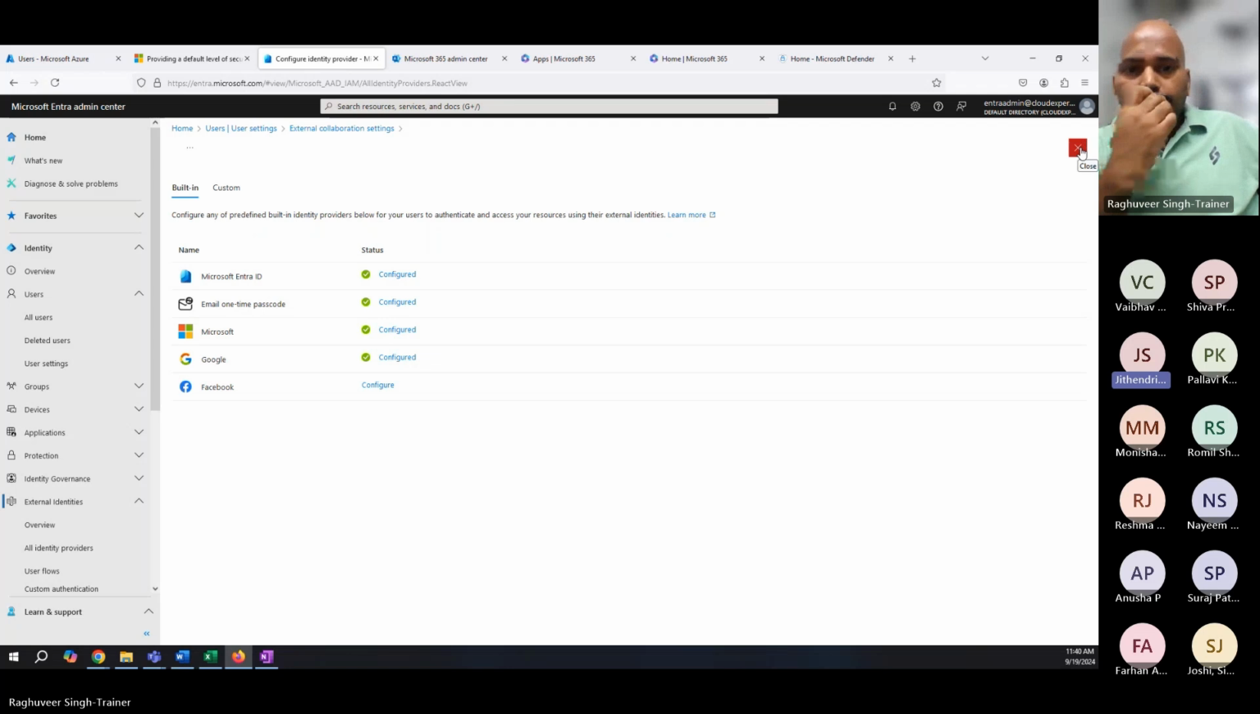Raghuveer, I have one question here. We are inviting external users into Entra, but are there any options for them to access the on-premises objects or resources? On-premises objects or resources. Yes. See, your on-premises objects and resources are already synchronized using Entra Connect Sync to Entra. So they are already visible in Entra now. So they can directly access them from Entra.